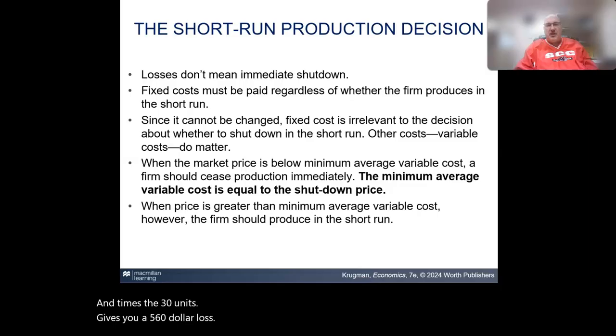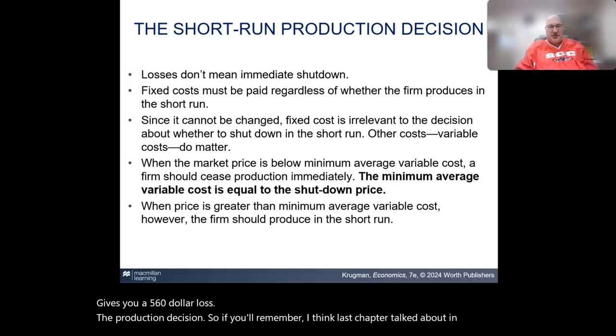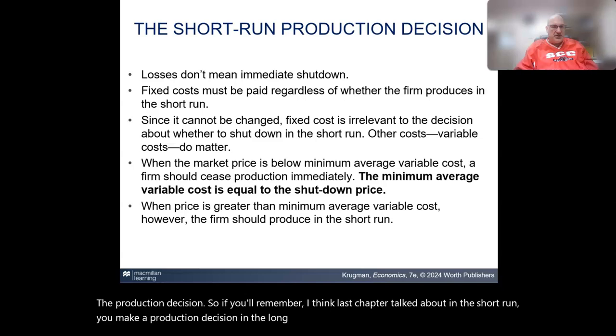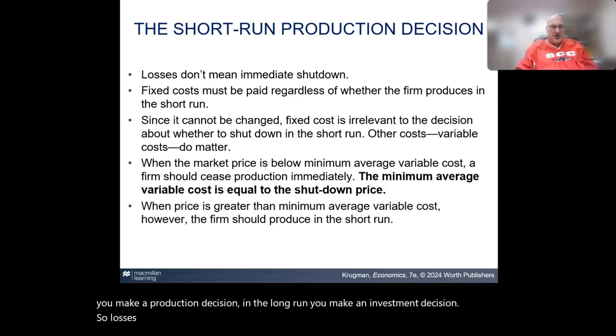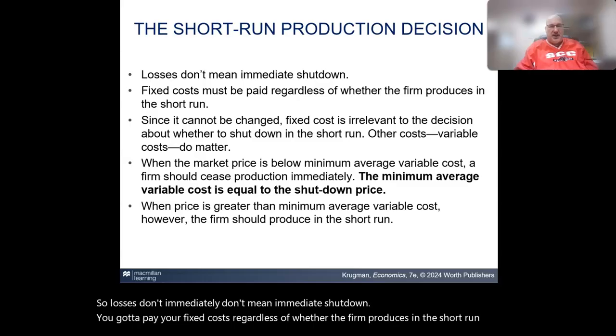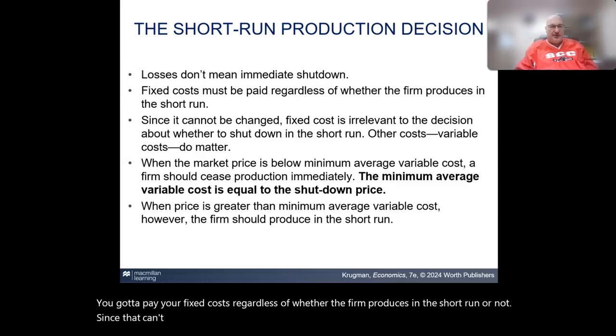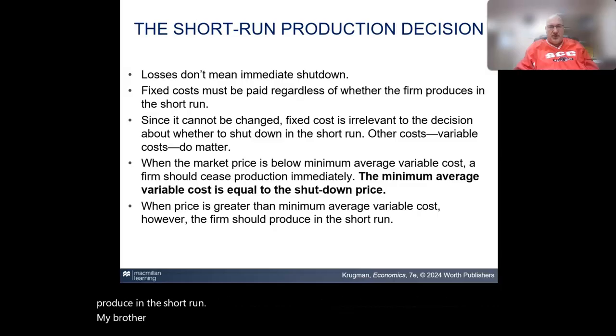So the production decision. If you'll remember, last chapter I talked about how in the short run you make a production decision, and in the long run you make an investment decision. Losses don't mean immediate shutdown. You have to pay your fixed costs regardless of whether the firm produces in the short run or not. Since that can't be changed, fixed costs are not relevant to the decision about whether to produce or shut down in the short run. So variable costs do matter.